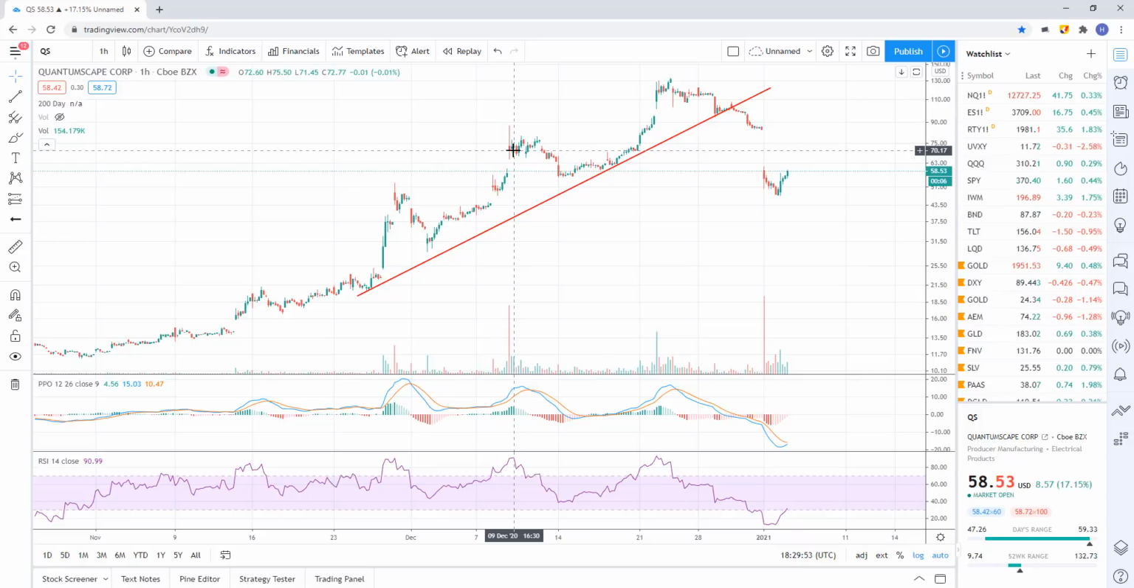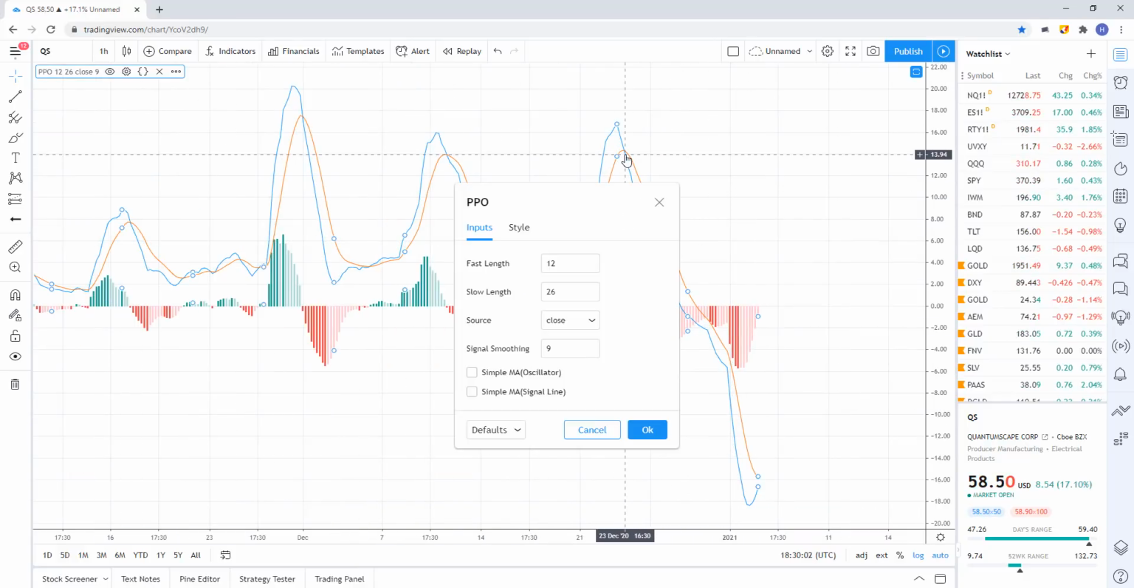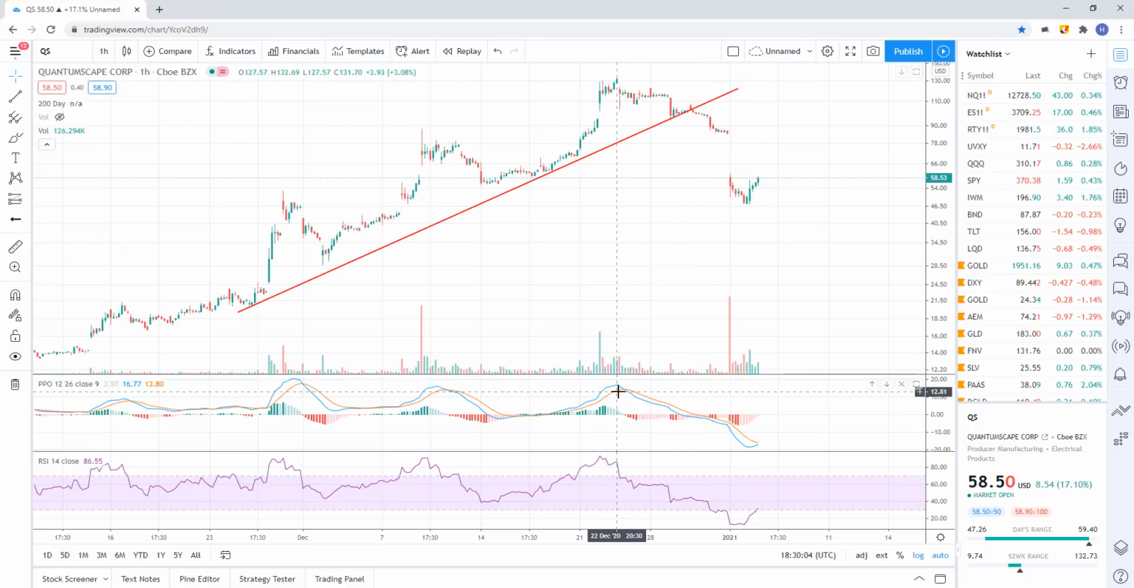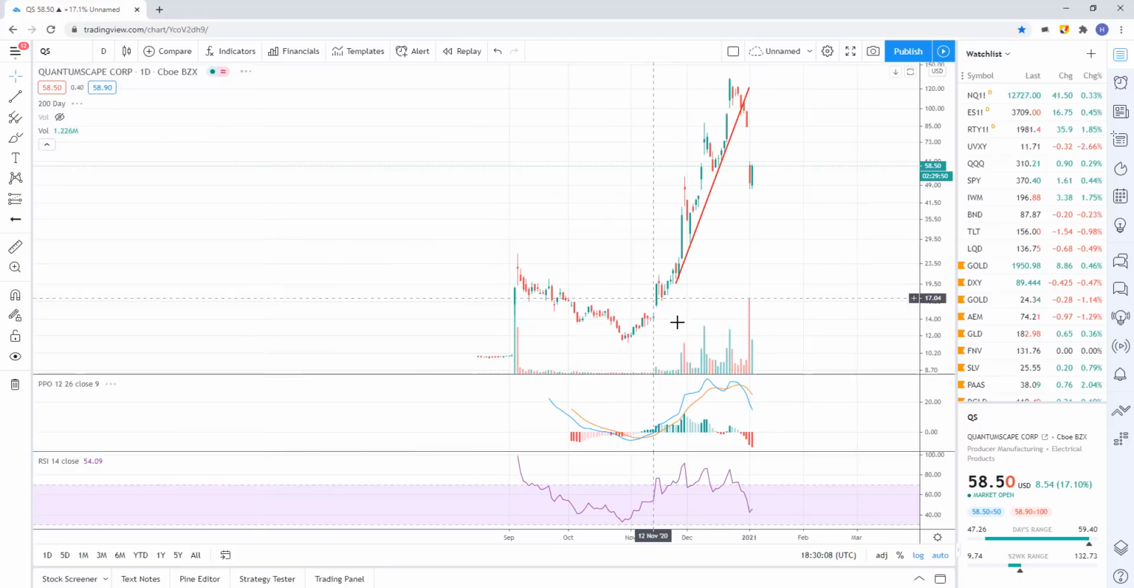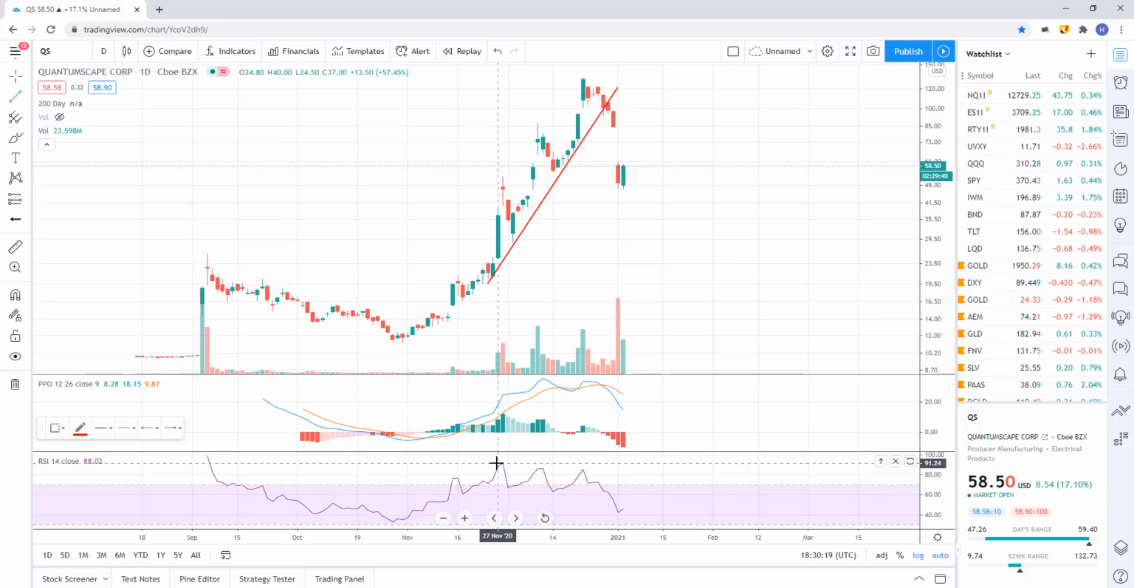So keep an eye on trend lines and look for divergences. Look for bearish PPO crossovers. Looking at the hourly chart, there's your bearish PPO crossover right there, and that actually came back here on December 23rd. If you look at the daily, the bearish crossover came here on December 28th. So that would have started to let you know that a trend reversal is likely.